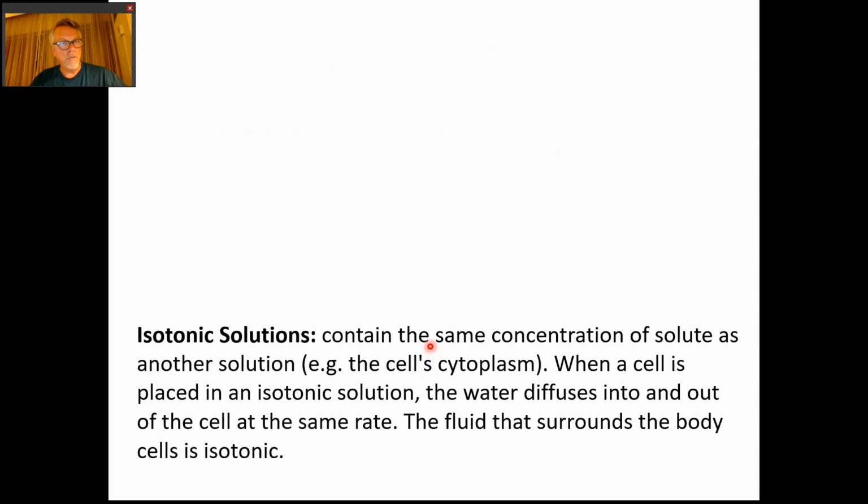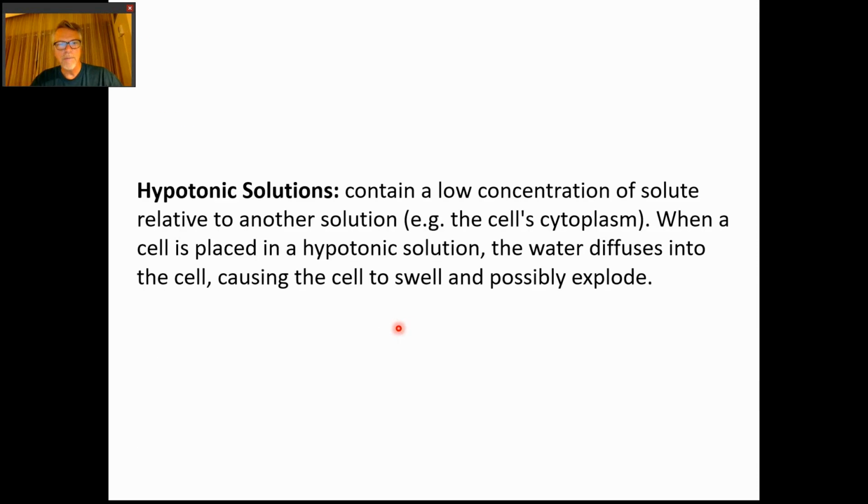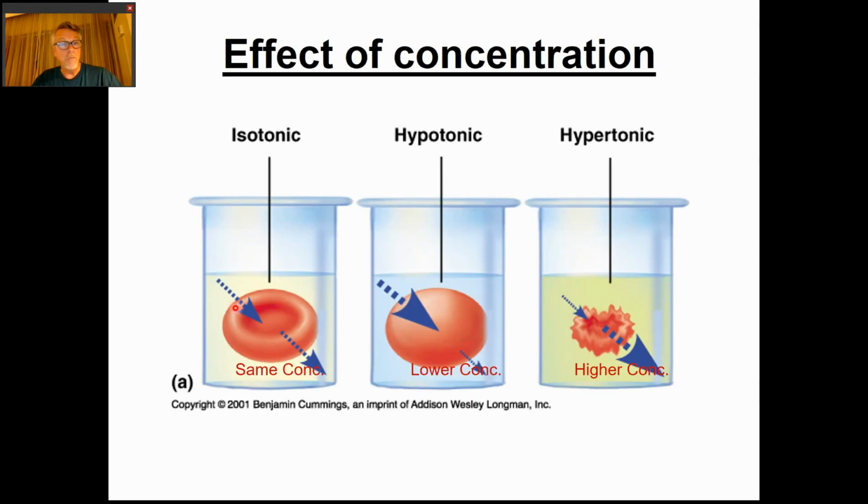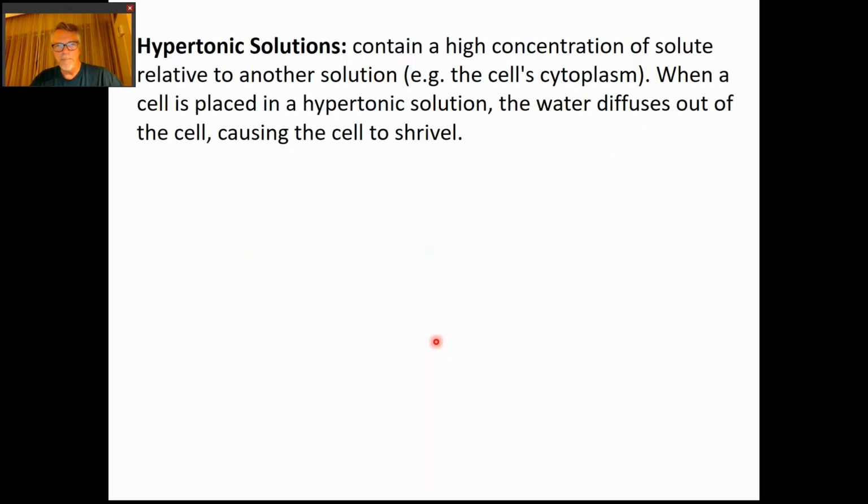The last one is isotonic, and iso means same. So same concentration, and that's where the concentration inside the cell and outside the cell are identical. In that case, water still moves in and out of the cell, but the same amount does, and so the cell doesn't change at all. That's what we're trying to diagram here. So in an isotonic solution, there's no bad effect on your cell. Good.